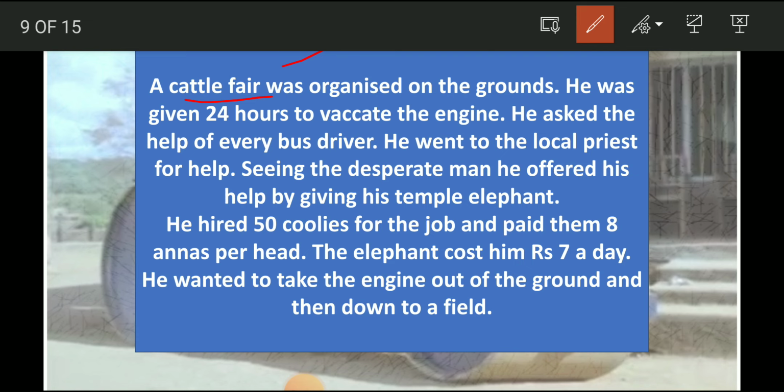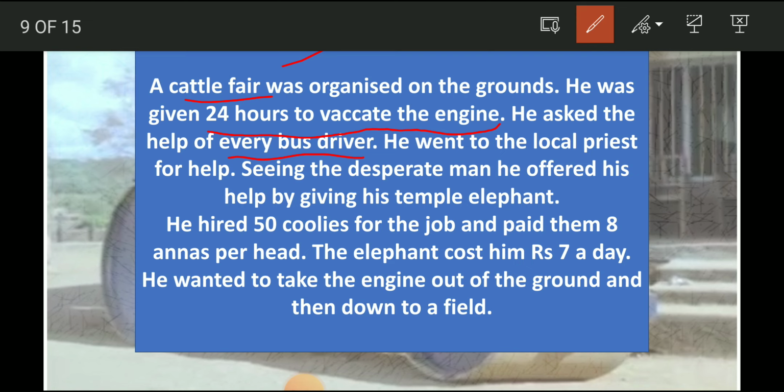So the municipality people tell him that in 24 hours he has to vacate the engine from the Gymkhana grounds. Then this creates a lot of problems. So what he does, in the town he meets each and every bus driver and requests him, you drive it outside the Gymkhana grounds. His plan is, if somebody drives it out of the Gymkhana grounds, he will take it to a farm, to a friend's field, and there he will keep it for the time being.